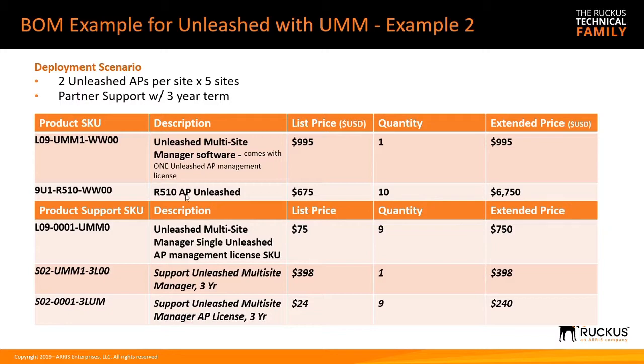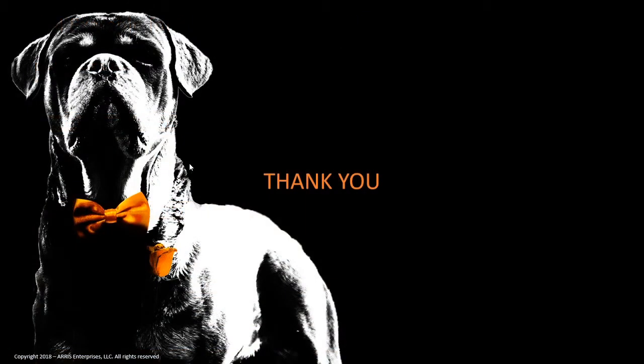So pretty straightforward, right? You purchase the server license itself, which is a VM. You need support on that server license. You buy the AP licenses to go with multi-site manager in the quantity of the APs you have to manage, and then support on those AP SKUs. And then lastly, of course, you need to purchase the Unleashed APs itself. So it doesn't matter how many sites you have, it only matters the total number of APs under management for multi-site manager. But that's it.